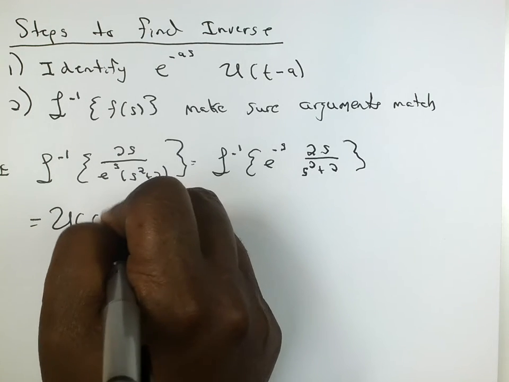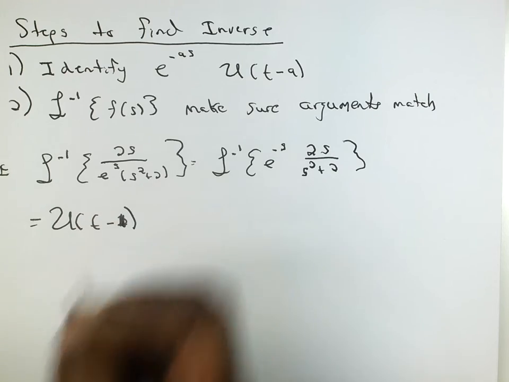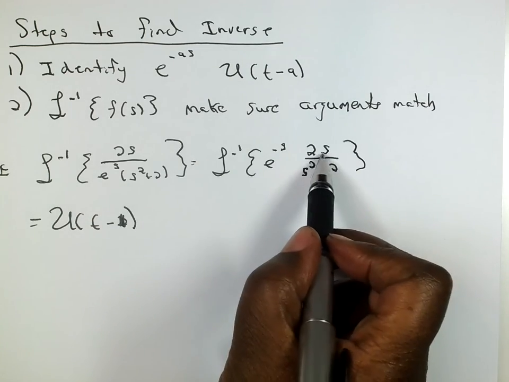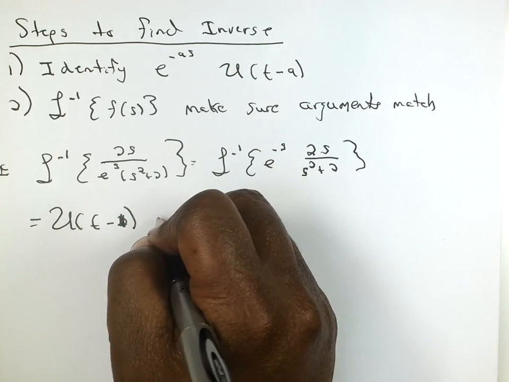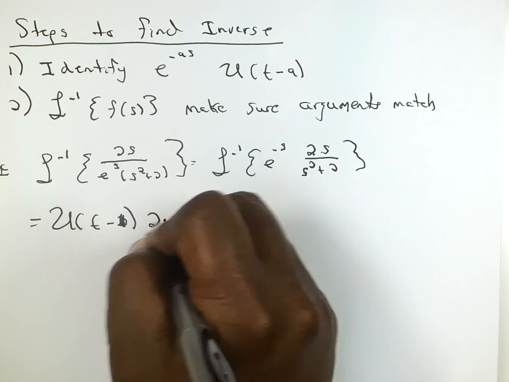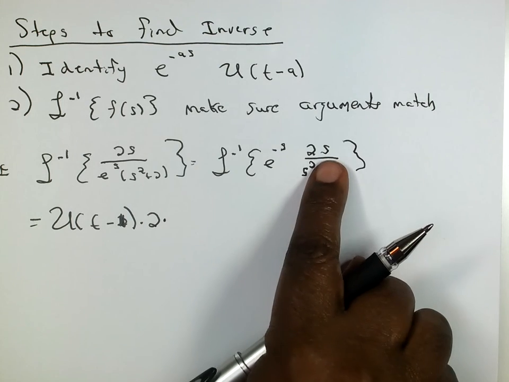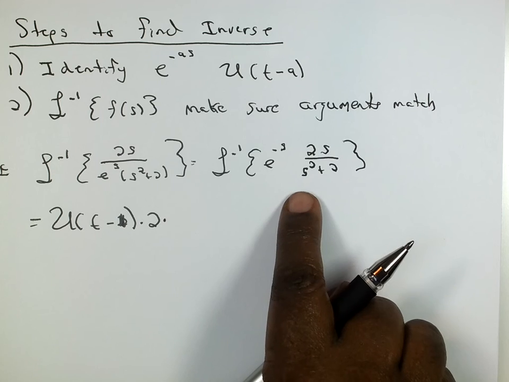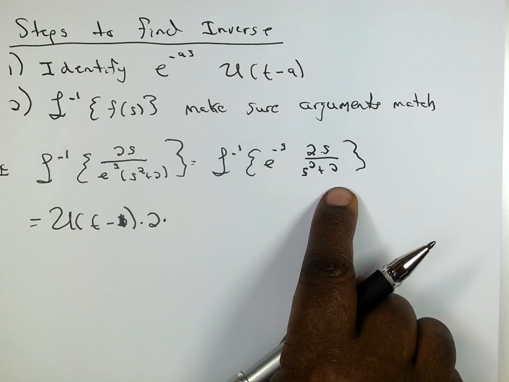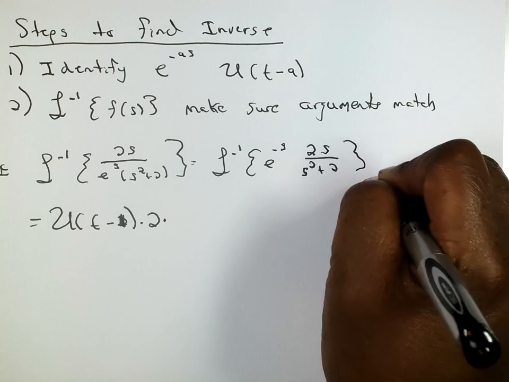So I get 2 times u of t minus 1. That 2 I just want to pull out, because then I have the form s over s squared plus k squared. So k squared is 2.